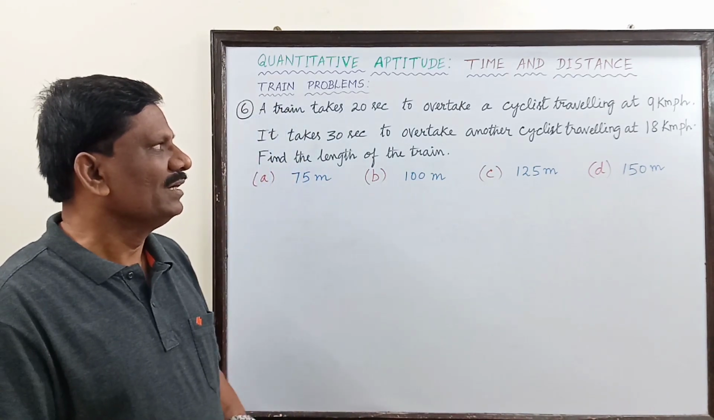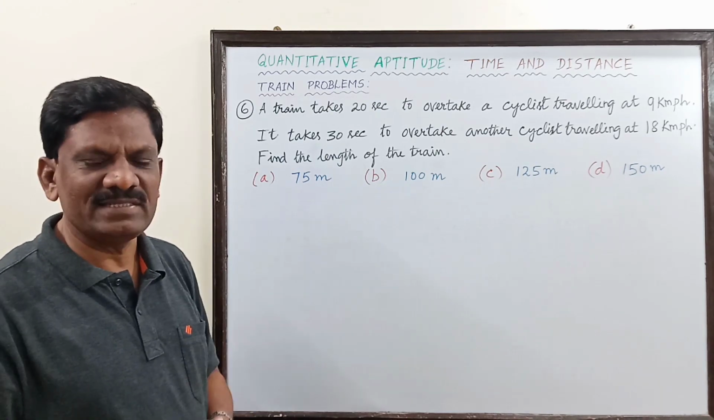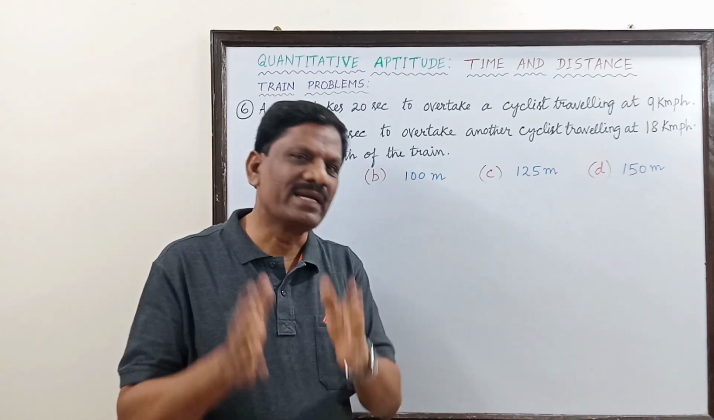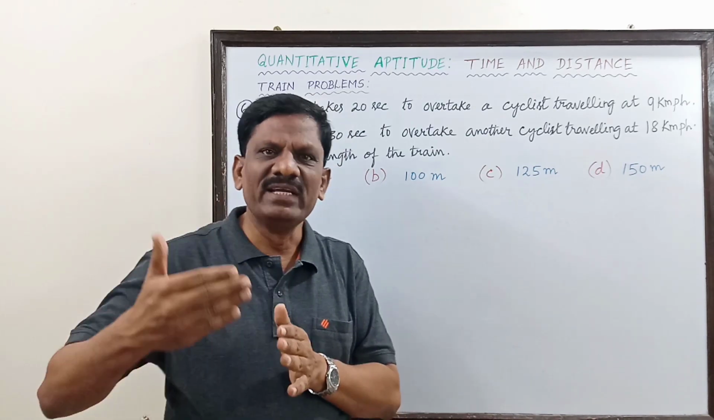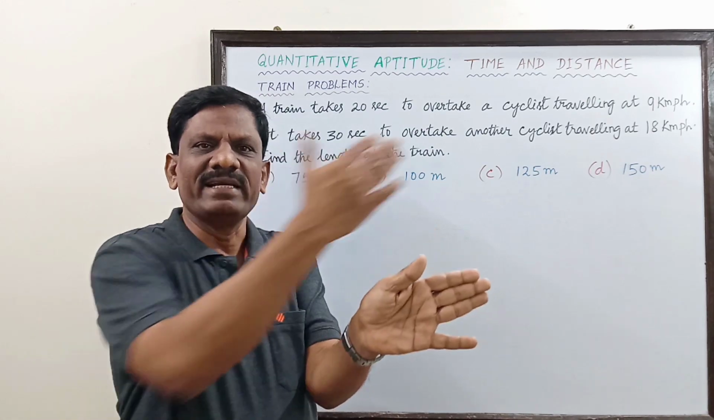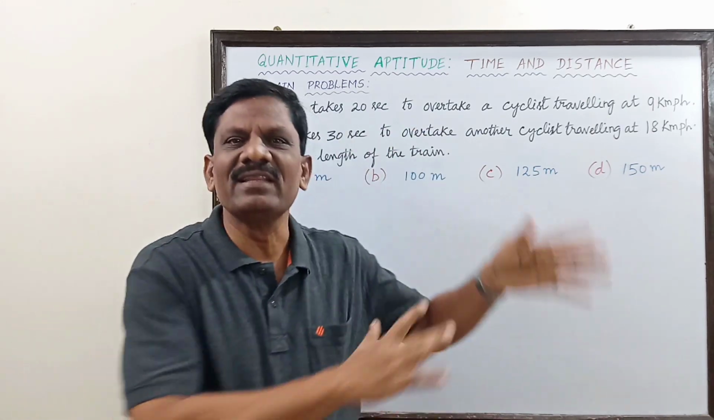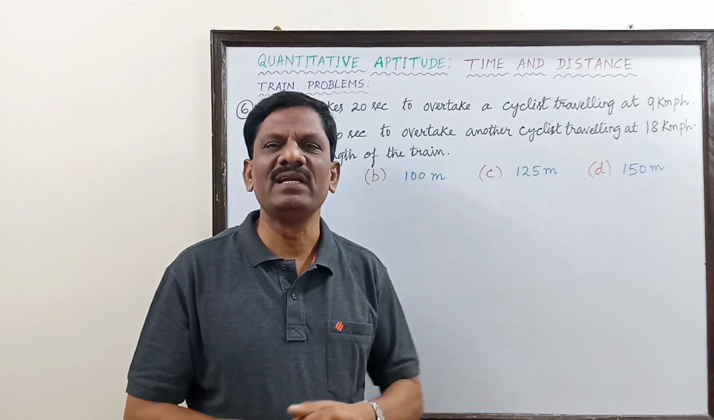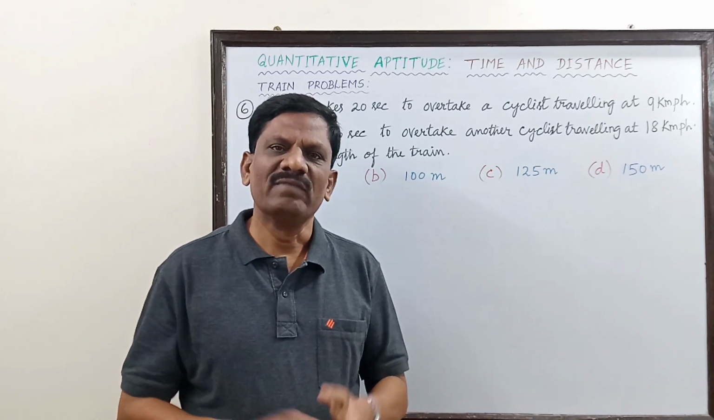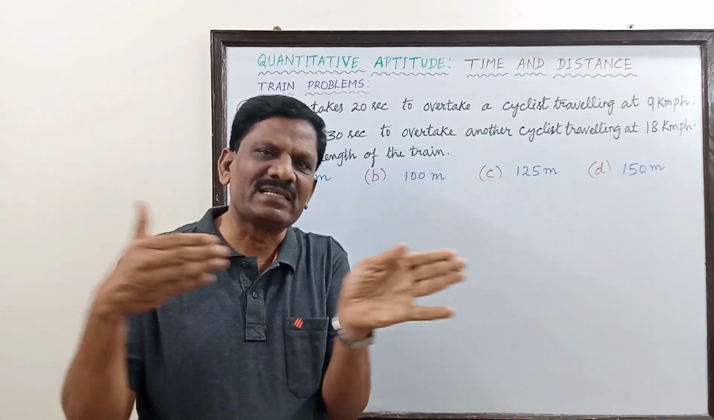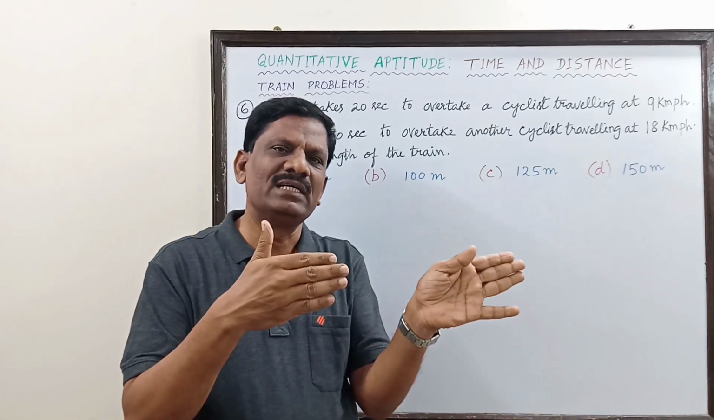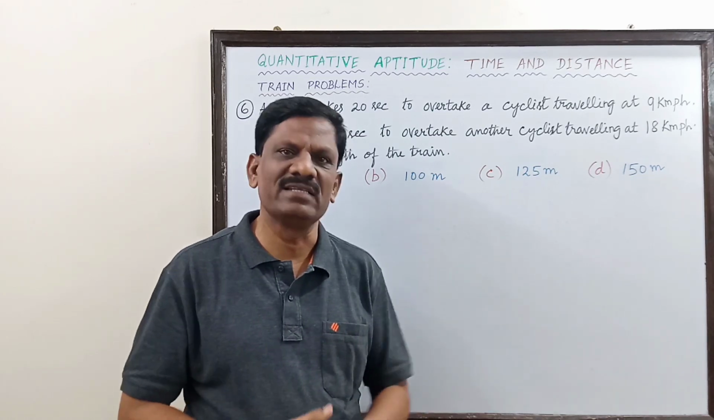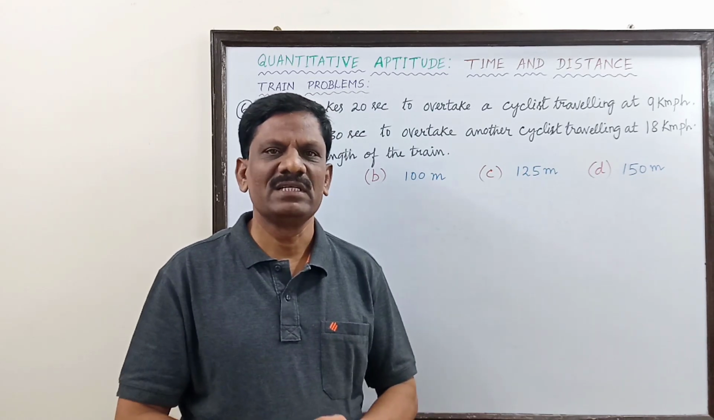First, understand the situation. There are two cyclists. The train is overtaking both the cyclists, which means the train, cyclist 1 and cyclist 2 are all traveling in the same direction. Here we are going to use the concept of relative speed. When two objects are traveling in the same direction, the relative speed is the difference of the speed of the train and the cyclist. So this is the concept.